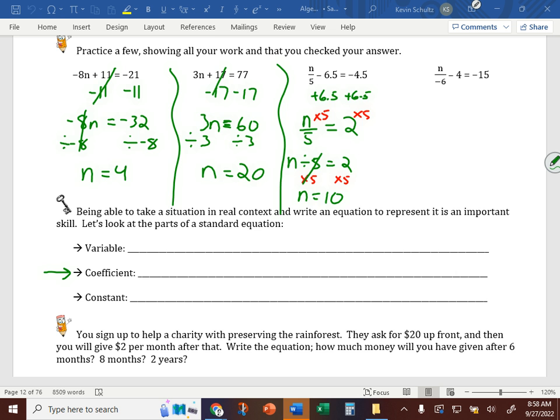Last one: n divided by negative 6 minus 4 equals negative 15. First step, everybody? Add 4 to both sides. Negative 15 plus 4 is negative 11. Why did I write 16? I don't know. Negative 11.